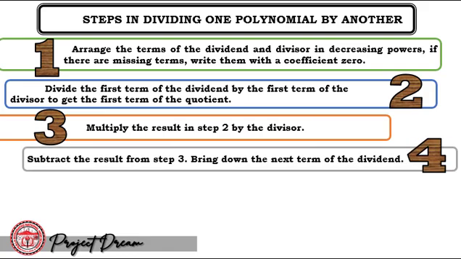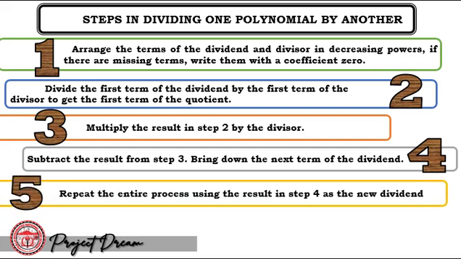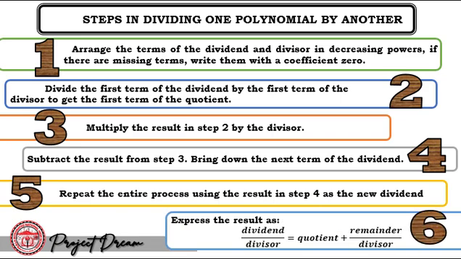And then proceed to the next step, which is subtract the result from step 3, bring down the next term of the dividend. And for step 5, repeat the entire process using the result in step 4 as the new dividend and express the result as quotient plus remainder over the divisor. So kung susundin lang natin ang lahat ng steps na ito, mas magiging madali sa atin ang makompute ang quotient at ang remainder.